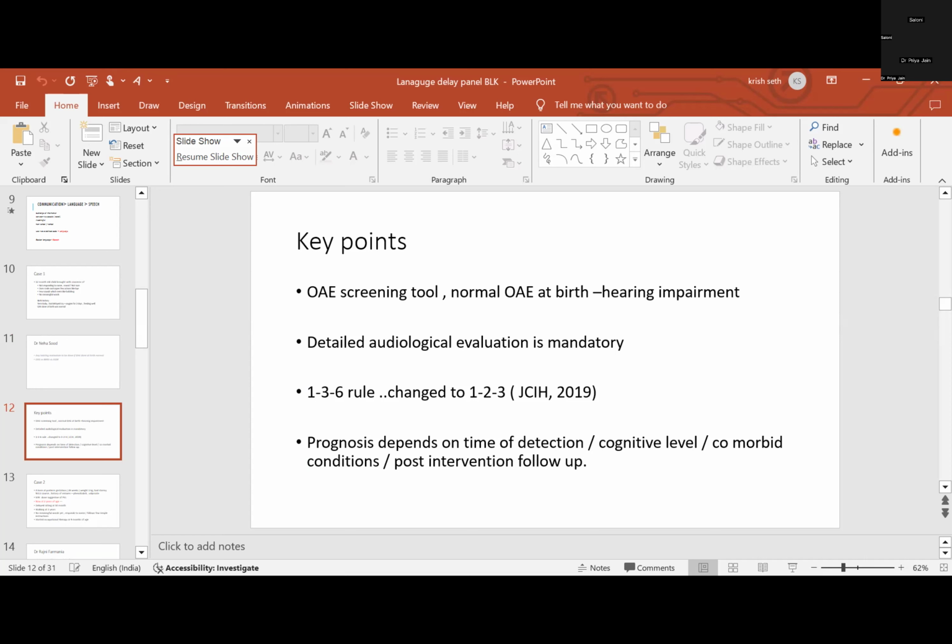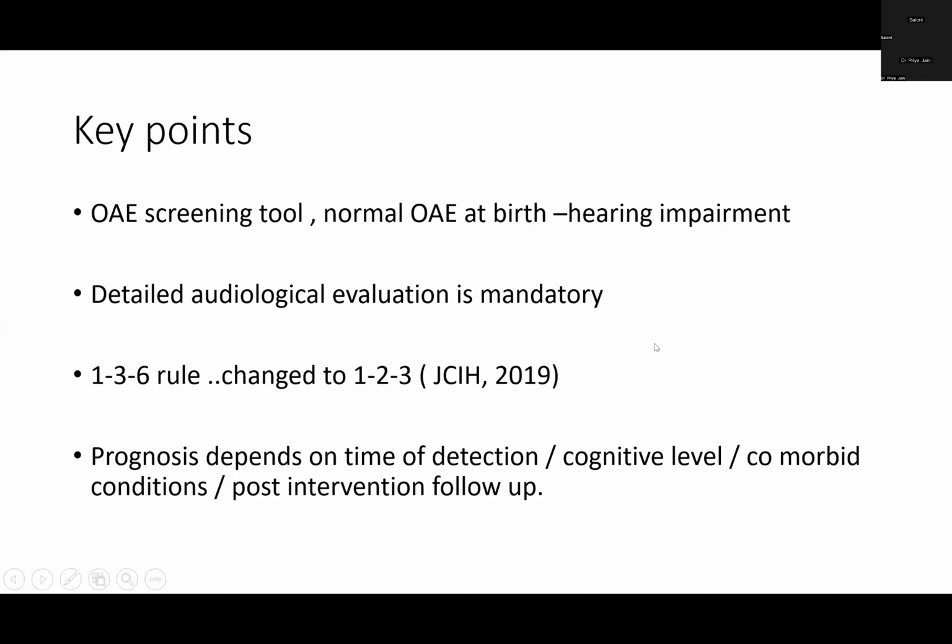Okay, whenever required. And like you mentioned, the 1-3-6 rule has now changed to 1-2-3, where we screen at 1 month, by 2 we have a complete audiological evaluation, and by 3 we start the intervention. And like you mentioned, the prognosis will depend on the age it has been picked up, the cognitive development level of the child, and whether any comorbid conditions are there. We have seen many children who have had hearing impairment and autism. So that again becomes a thing to manage. And of course, the post-intervention follow-up and the care the child is being given.